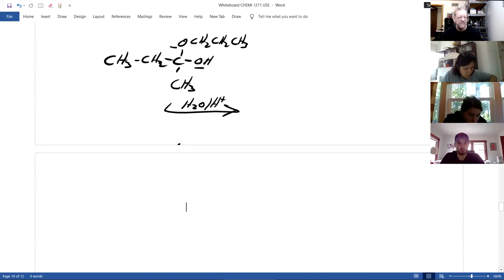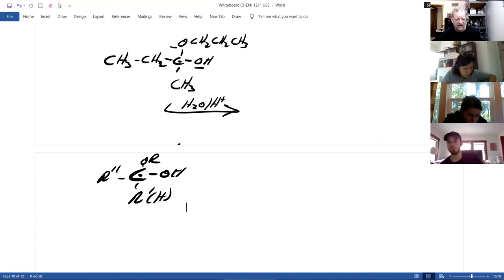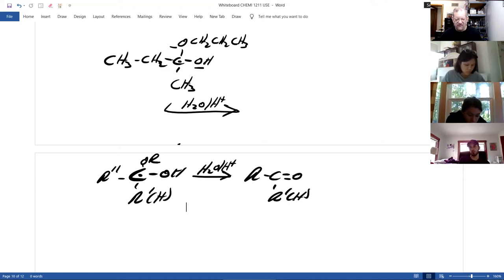There we go. We have a carbon with a hydroxyl group, OR, then R prime, or it could be hydrogen. In this case, it is R prime and R double prime. This carbon is this carbon. If I react this with water, and this is a hemiacetal or hemiketal, we get the aldehyde or ketone I would have used to make that hemiacetal.